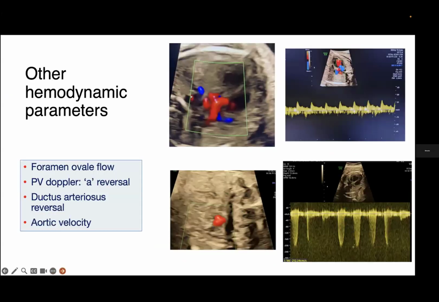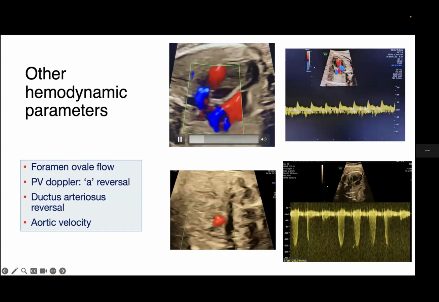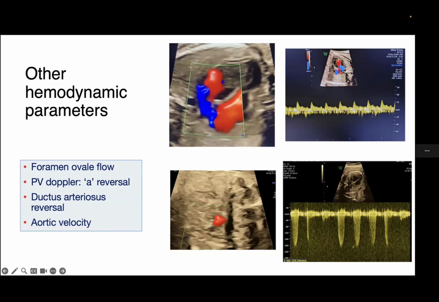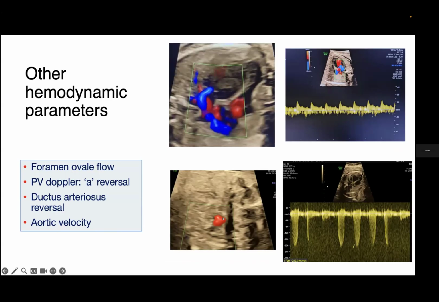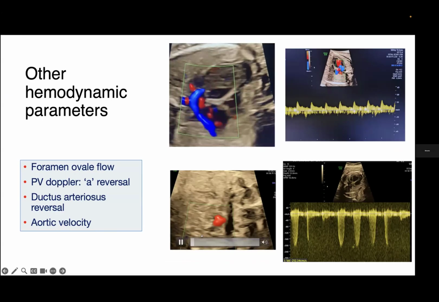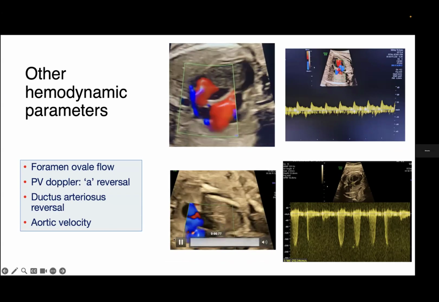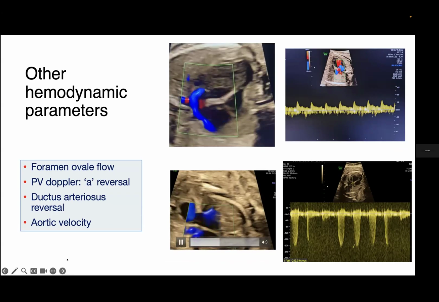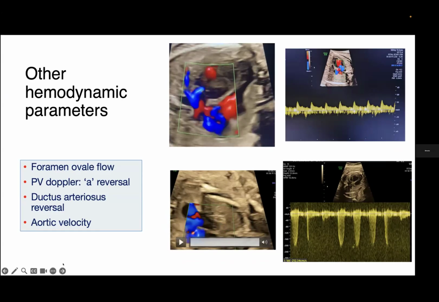Now once you have this kind of case, you can see the mitral regurgitation, and the foramen ovale shunting left to right. Luckily the foramen ovale was well preserved and pulmonary vein Doppler was good, and there was severe aortic stenosis. There was flow reversal which was seen in the ascending aorta.